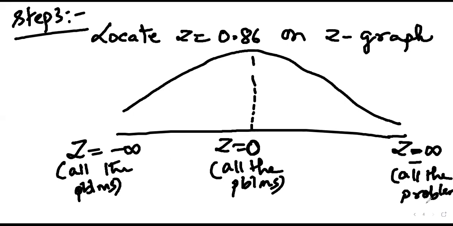Now we have to identify where we have to locate this. Z is equal to 0.86. So where are we supposed to locate it? Should it be on the right hand side, or on the left hand side of the graph? We get Z is equal to 0.86 on the right hand side.